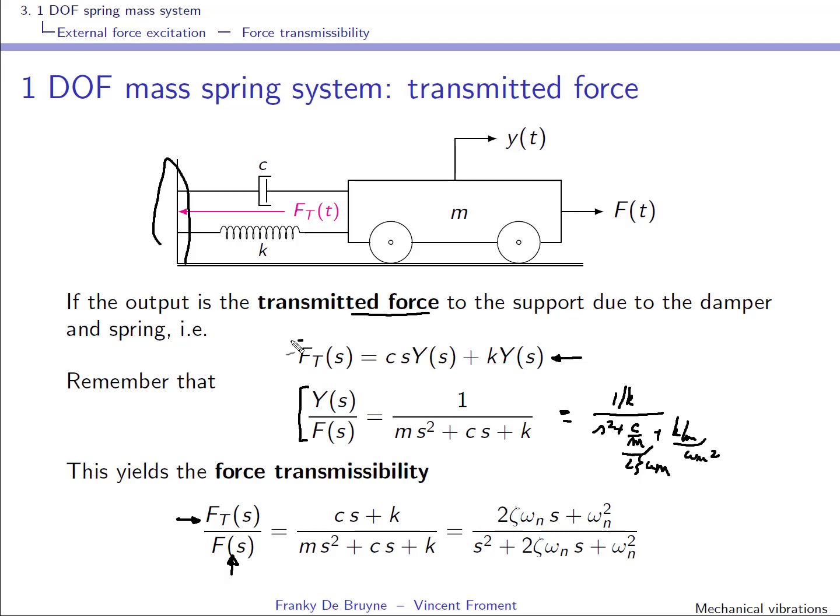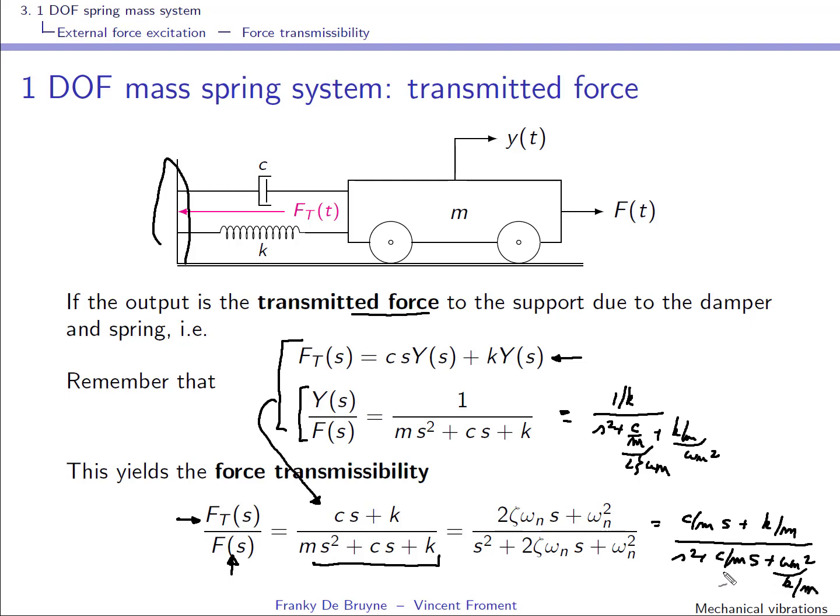When you combine these two, you arrive at a force transmissibility which has this expression here. If you divide by m, you'll end up with c over m s plus k over m divided by s squared plus c over m s plus omega n squared, or k over m. And this can indeed be rewritten as this transfer function. So we have now obtained what is called the force transmissibility.